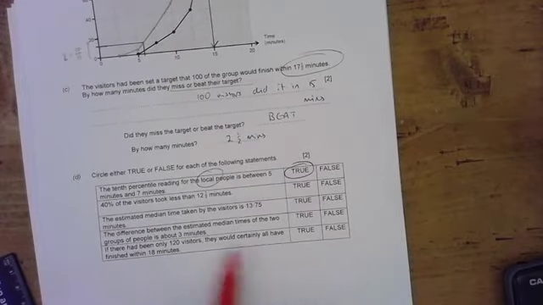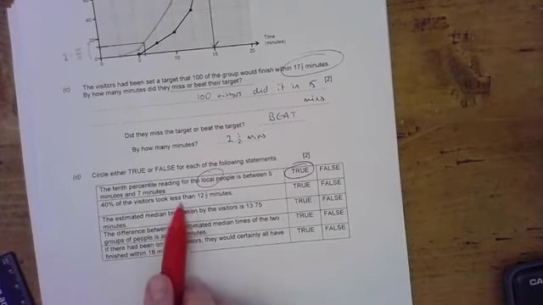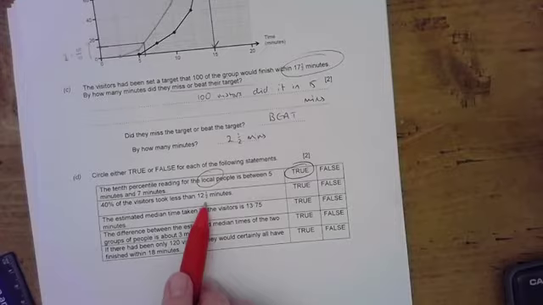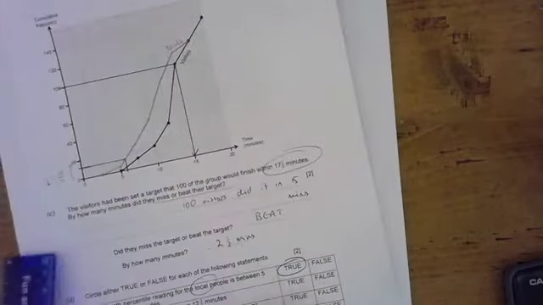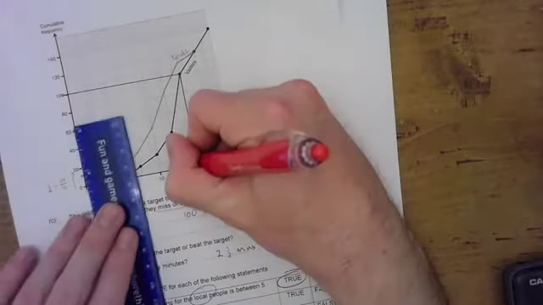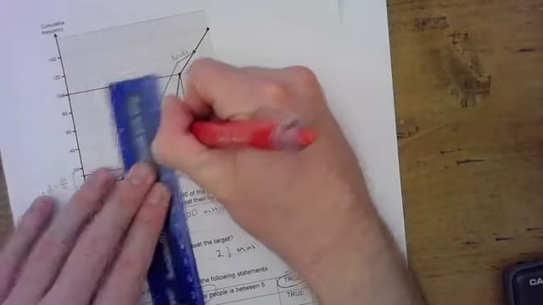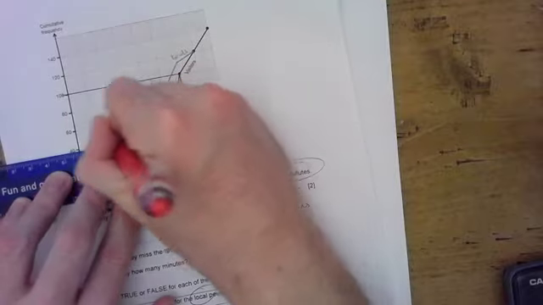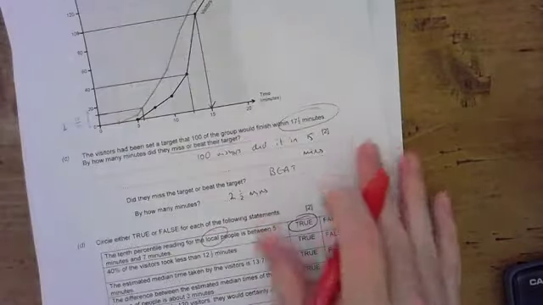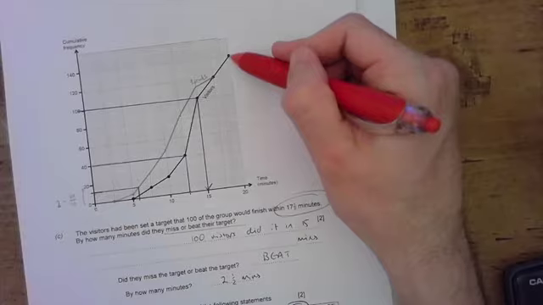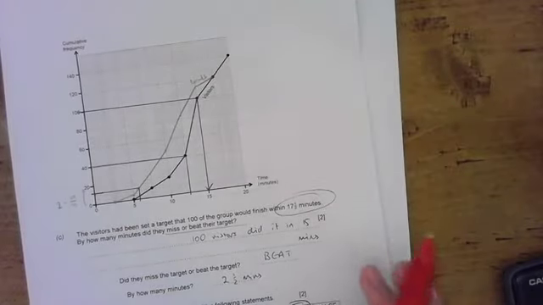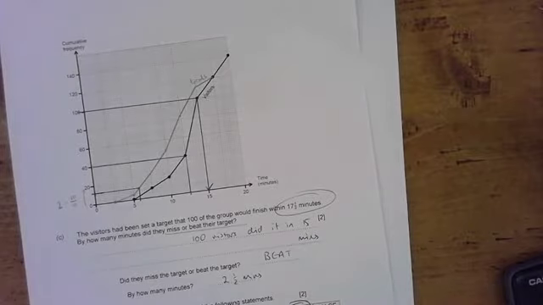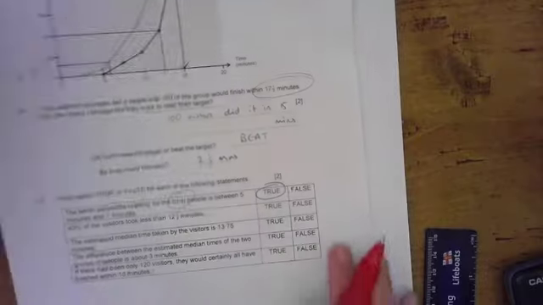Okay. The next one says 40% of the visitors took less than 12.5 minutes. So 12.5 minutes, let's go and find that. That's here, and I'm looking for the visitors. So we're coming up here and finding that answer is exactly 40, but it wasn't 100 people, it was more, wasn't it? It was 140 people. 40% of 100 would be 40, and that's less than that. So from there, I can tell you now that it's false.